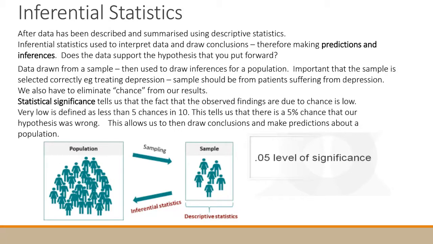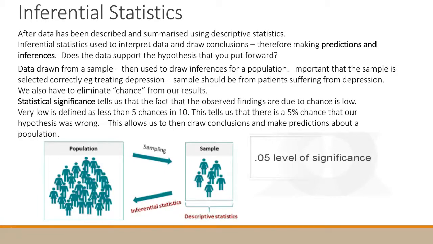So now I've got this massive data. I've described it. I've got all my measurements and things. How can I use that data to predict and make inferences? And does it support the hypothesis? So that's what inferential statistics does. And with data from a sample that we've drawn, we now say, okay, I need to apply this to the bigger population. So again, it's important the sample is selected correctly when we do it.